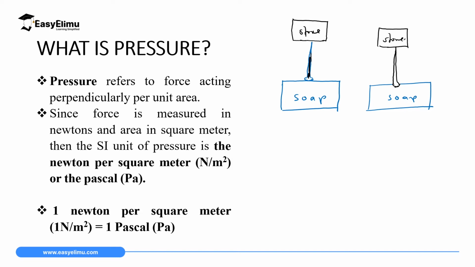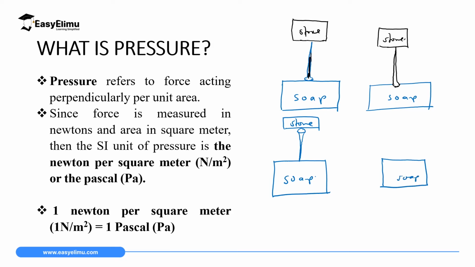Now take the same nail on the same or a different bar of soap. This time you put the nail in such a way that the blunt part is up and the sharp part is down, and then you place your stone up here. What will be observed? The sharp part of the nail will penetrate deeply inside the soap.